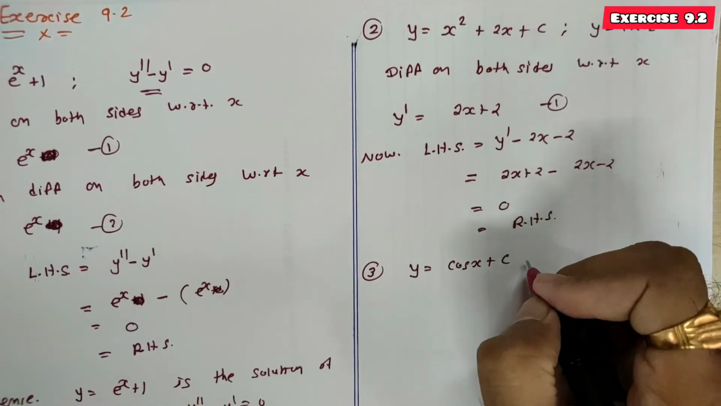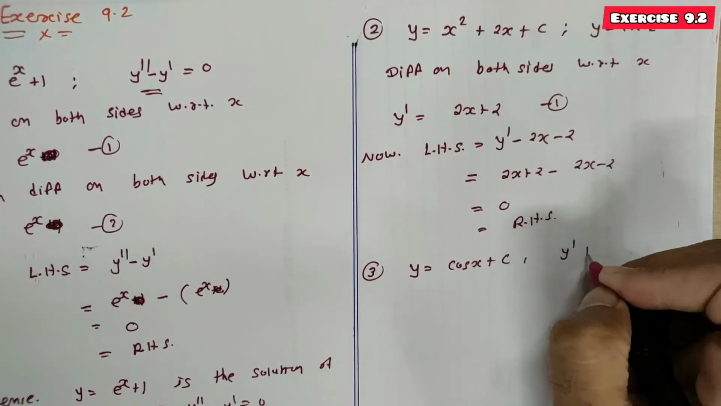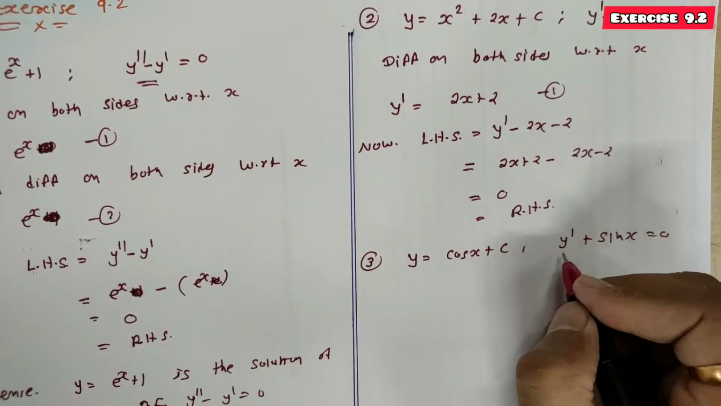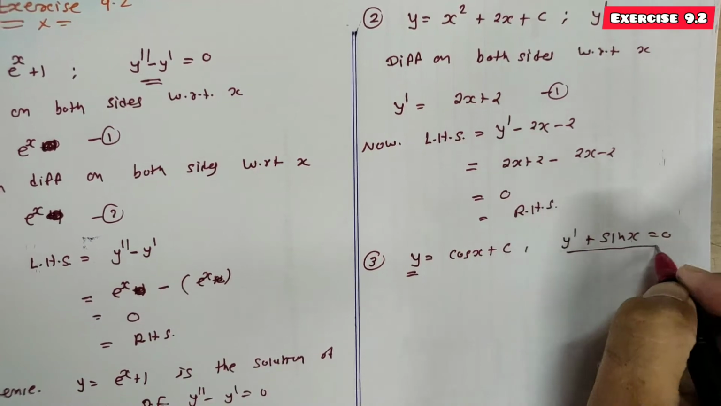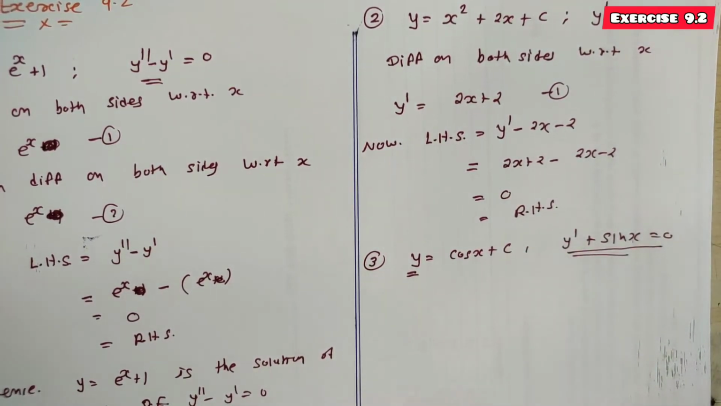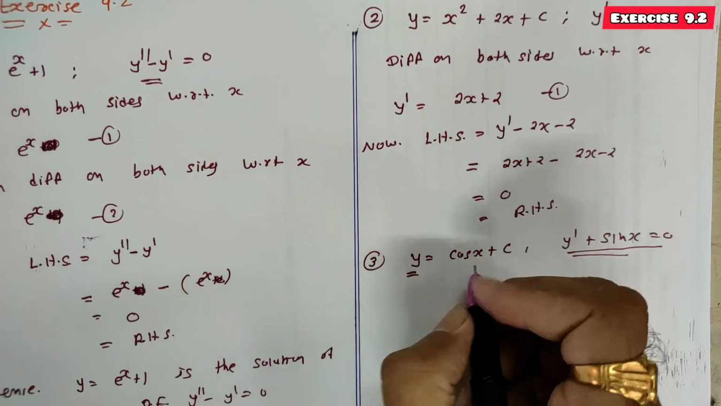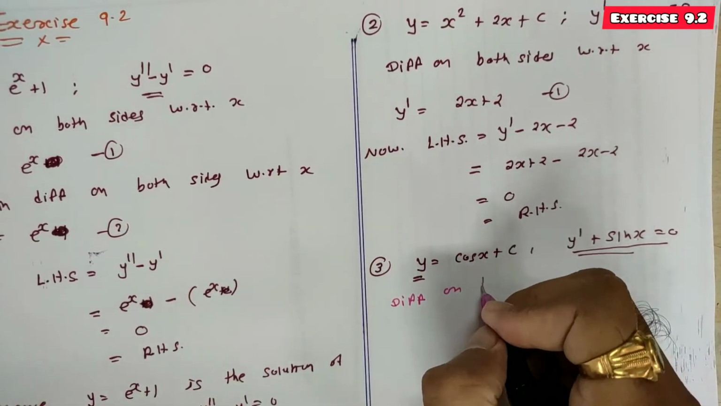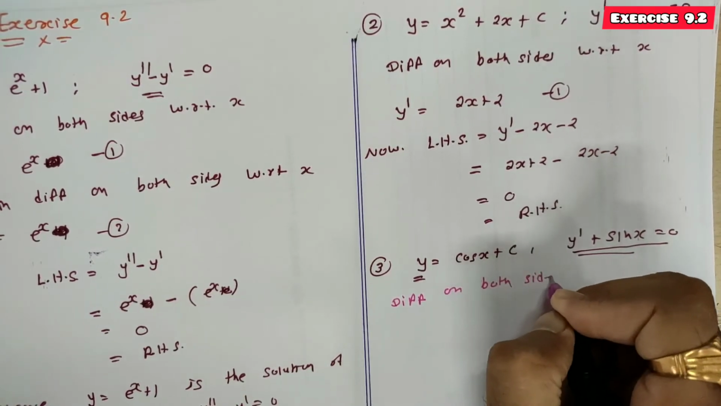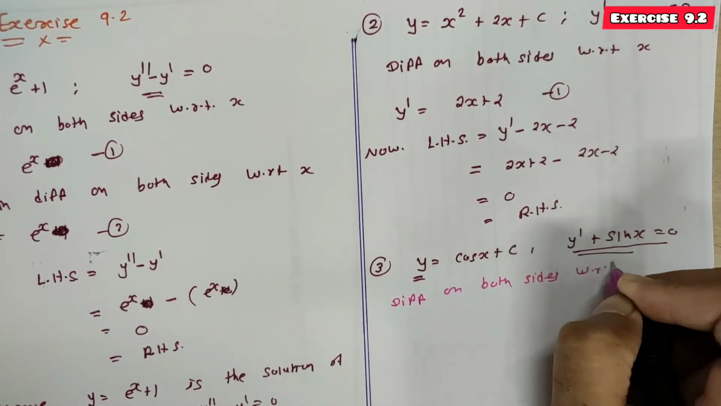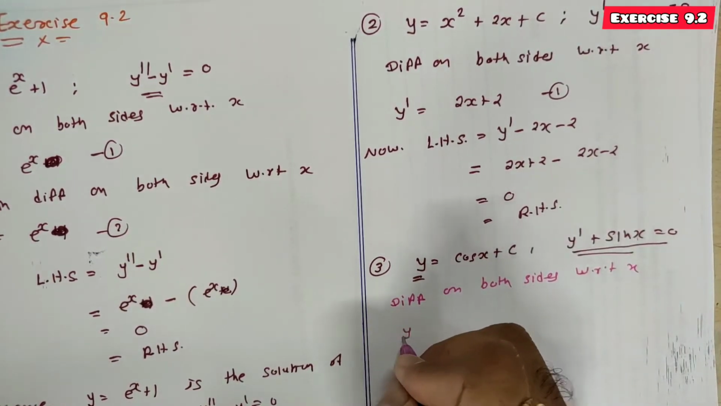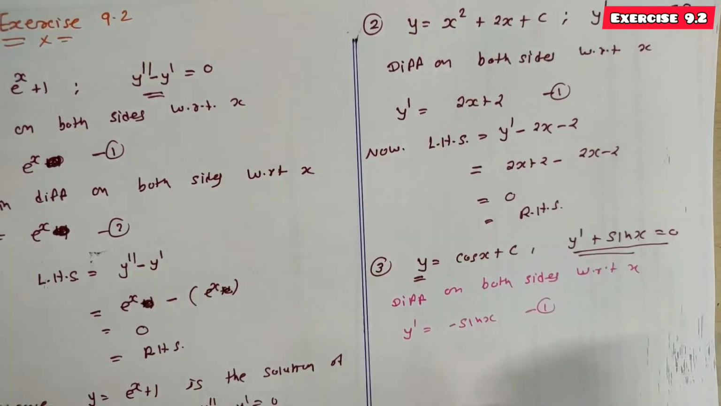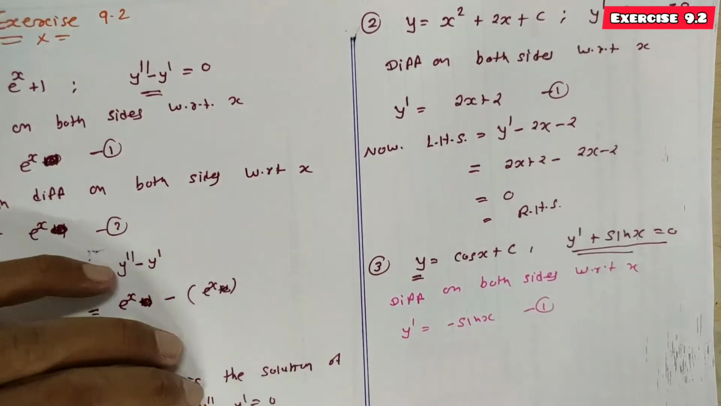Done. Third, y equal to cos x plus c, and the differential equation is y dash plus sin x equal to 0. Again, we have to verify whether this value of y is the solution of this differential equation or not. So for that, we have to differentiate on both sides with respect to x for this y. So this will be y dash, and this one is minus sin x. So equation number 1. Done.